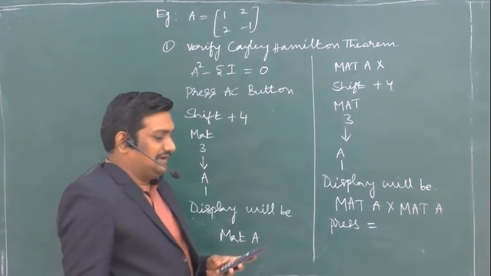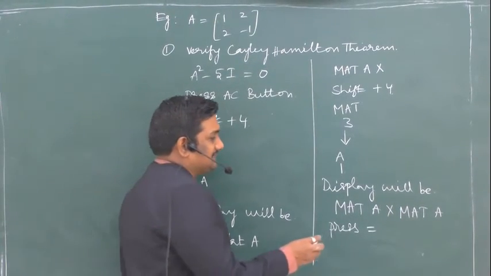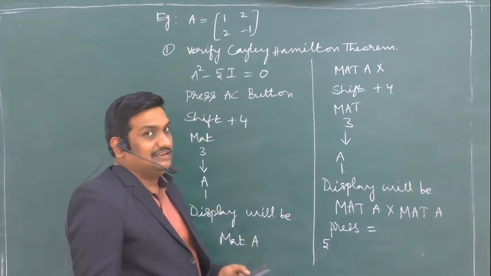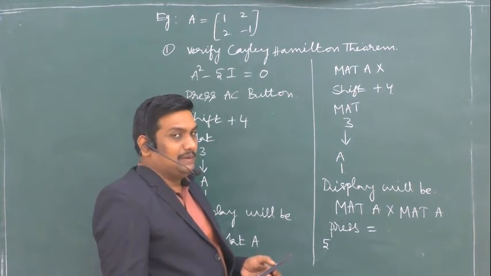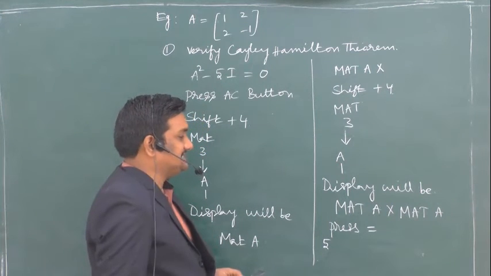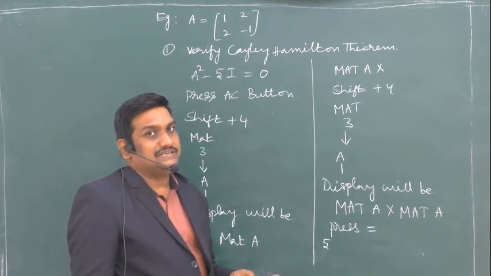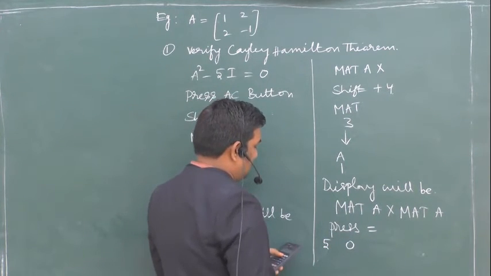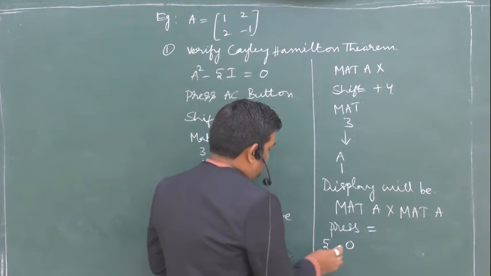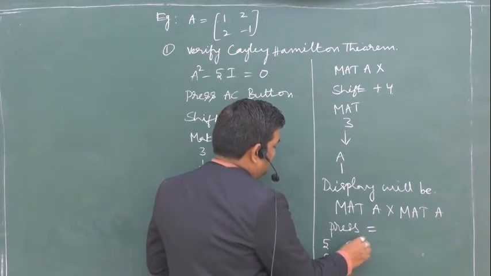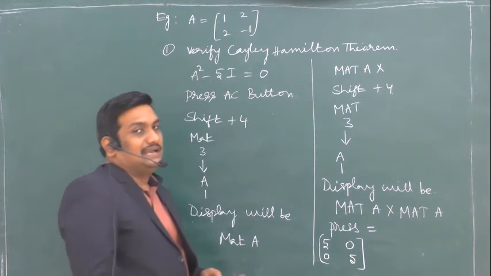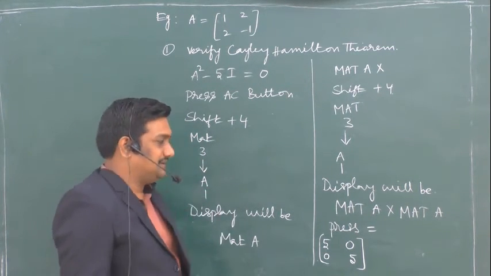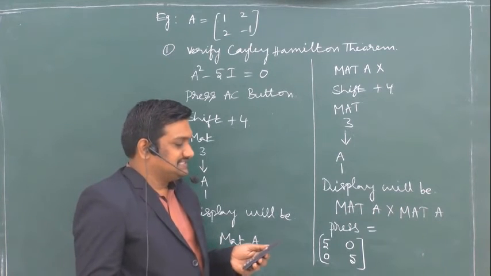You will get the first element as 5. For the other elements you need to press the right side of the replay button. The next element is 0, the other element is 0, and the last element is 5. So finally A square is [5 0; 0 5]. This is the procedure.